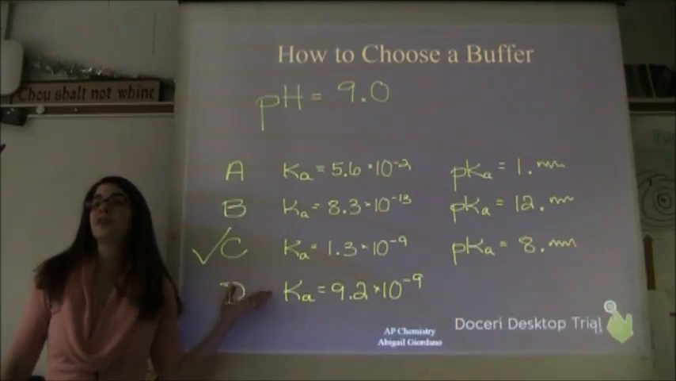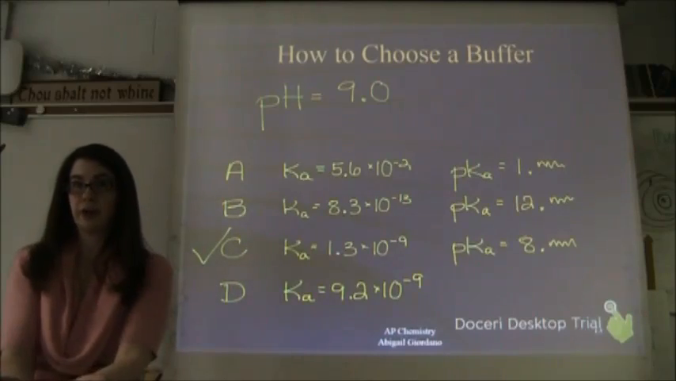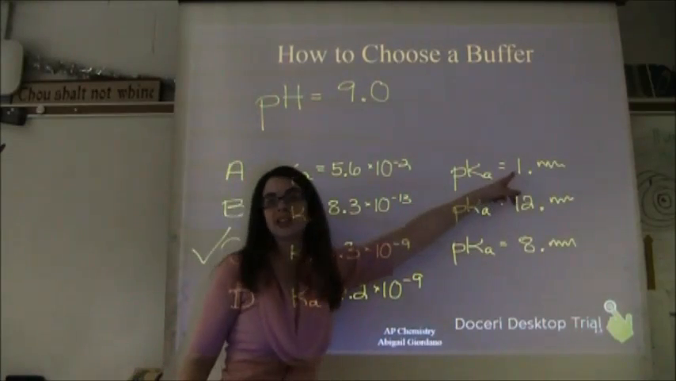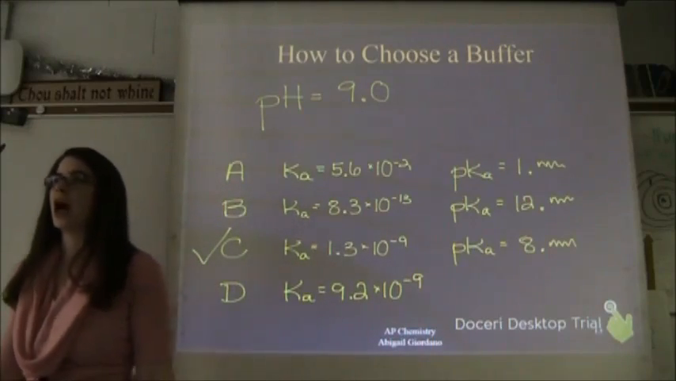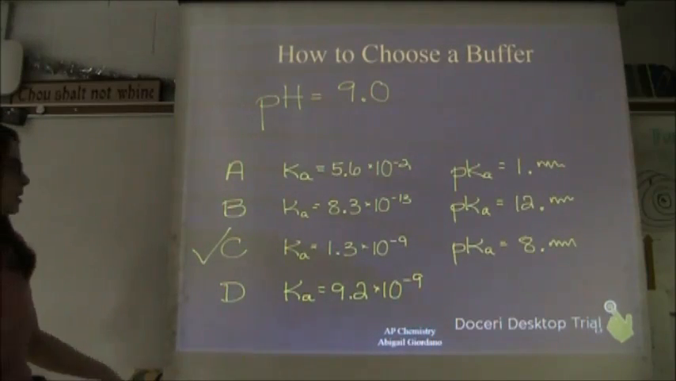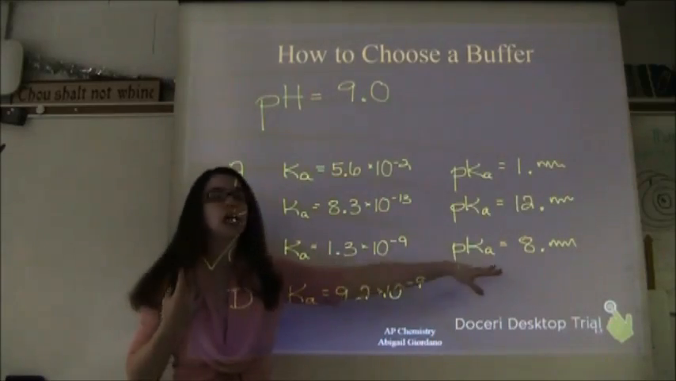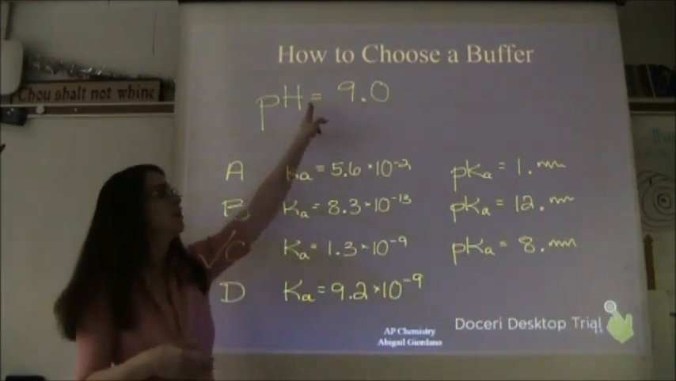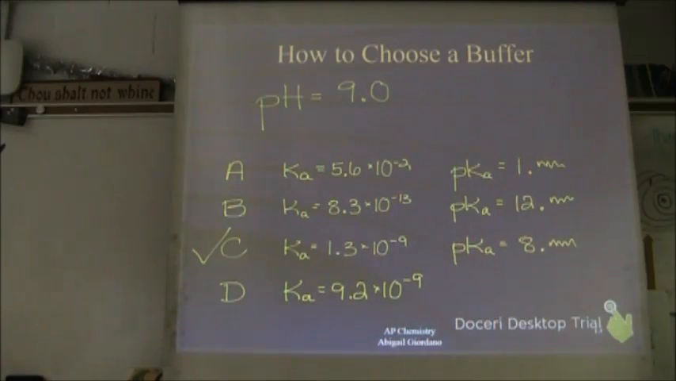If this was in free response, then you do have your calculator. Don't just give estimates. Show me actual numbers. And then I would probably make a statement. Buffer C has a pKa closest to my desired pH. That's what I would say.